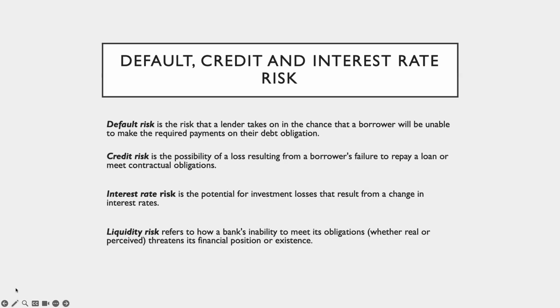In the determinants of interest rates, this is one of the considerations of the lenders or the providers of funds before they can even charge an appropriate level of interest rate, because they want to assess the possibility that the borrower won't be able to make timely payments on their debt obligation. So that is default risk. On the other hand, we have credit risk.